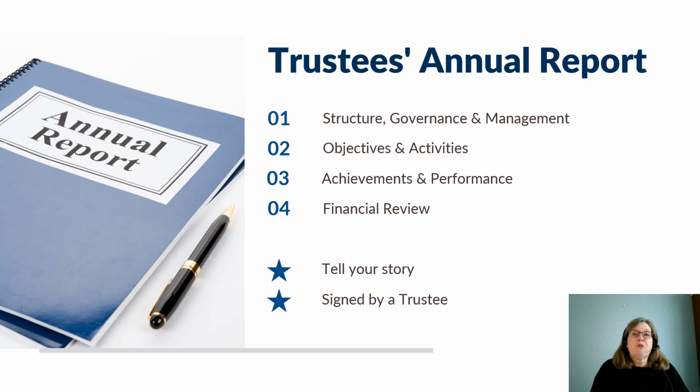Next, we'll look at the trustees report, and you can see from the slide that there are 4 main areas it should cover. What OSCR are really looking for is you to tell your congregation's story so that anyone reading the accounts can understand how you are set up, governed and managed. They want to know what your objectives are and what activities you undertake in pursuit of those objectives. They want to see what you've achieved during the year and how you've assessed your own performance against your objectives. And they want you to provide narrative on your finances to explain the congregation's financial position.